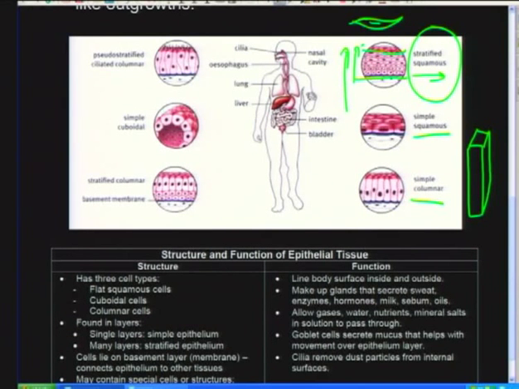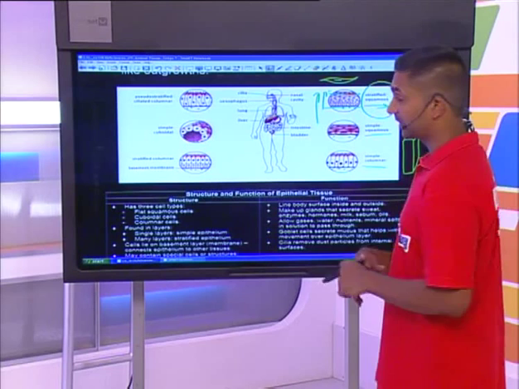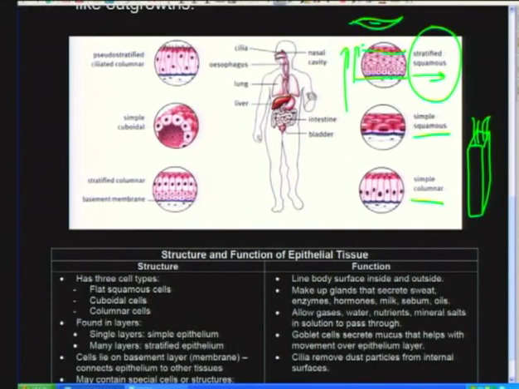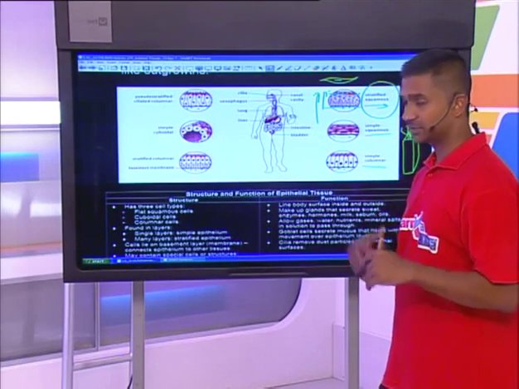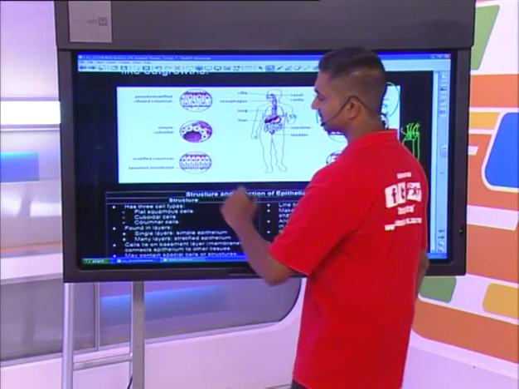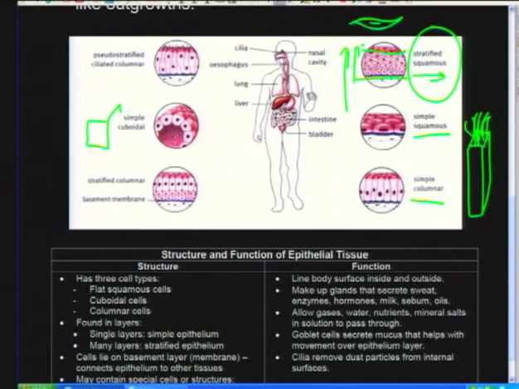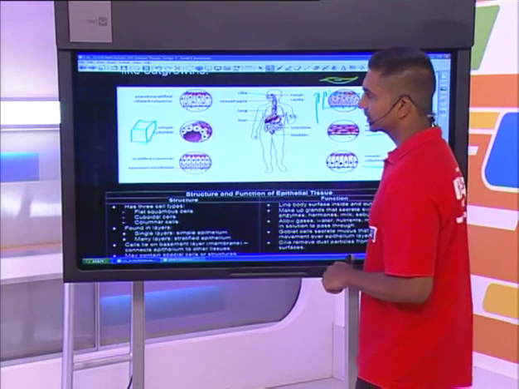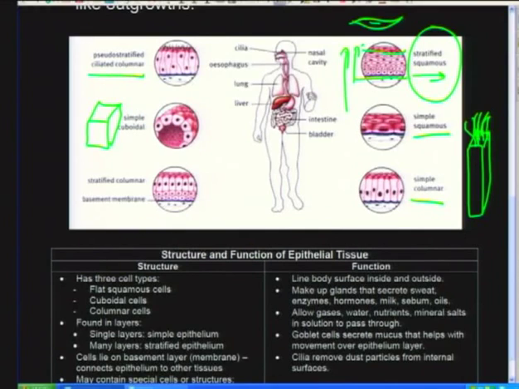Sometimes these may be specialized to perform specific functions such as secretion, so they might be known as goblet cells, or they might have cilia, which are hair-like outgrowths. We find these along the trachea, where they help to filter the air and remove dust particles. We also see that sometimes cells could become cuboidal. These are cube-shaped cells, and they are found lining blood vessels as well. Sometimes cells could be pseudostratified. The word pseudo means false, so they might show some stratification, but it's not true stratification like we see in squamous epithelium.